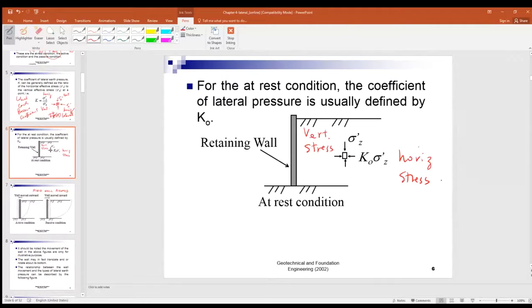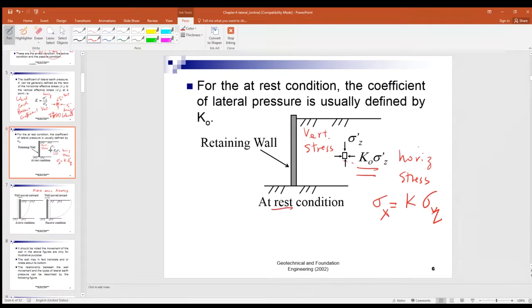Look again at the retaining wall here. This soil element, right here, under the vertical stress and horizontal stress. Sigma x is equal to k times the vertical stress, or sigma z. So k times sigma z will give you the horizontal stress. So the horizontal stress is equal to k naught times the vertical stress. Okay.